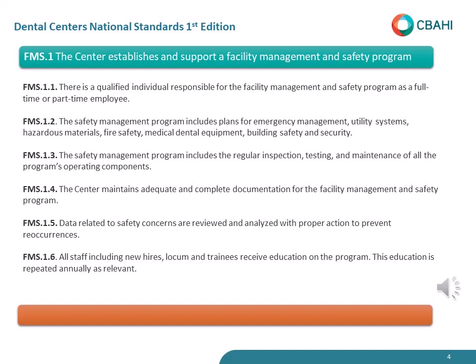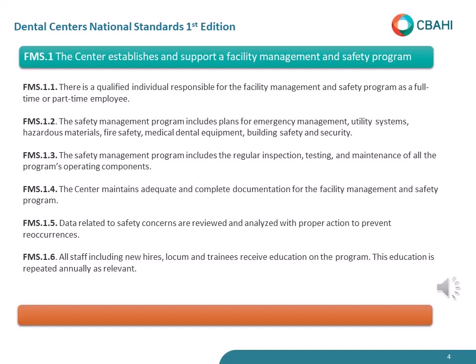FMS 1.5: data related to safety concerns are reviewed and analyzed with the proper action to prevent reoccurrence. So basically you need to have an action plan whenever you have findings on the inspection. Of course, FMS 1 is about management, so the management is required to follow all the findings and make sure there's an action plan and how to stop it from reoccurring.